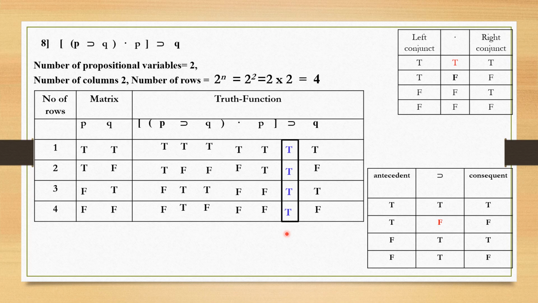Now highlight the main connective. Since we have all T's, that is all trues below the main connective in all the rows, so the given statement form is tautology.